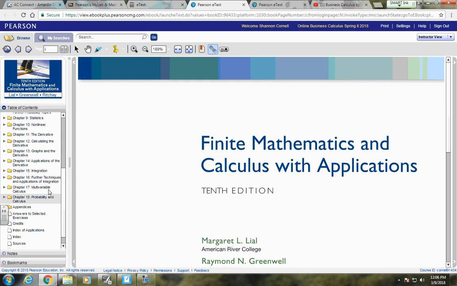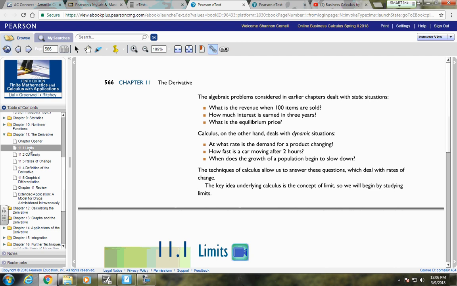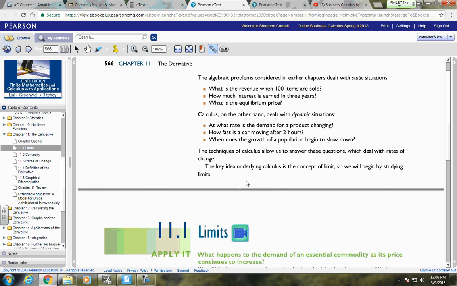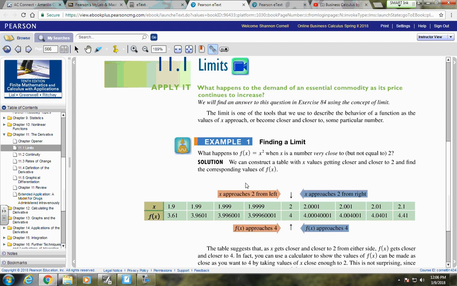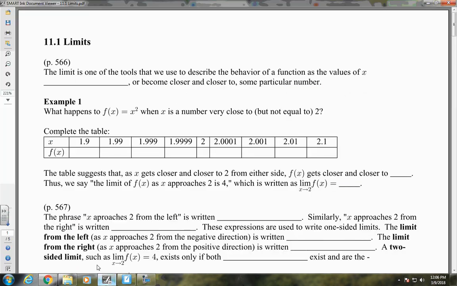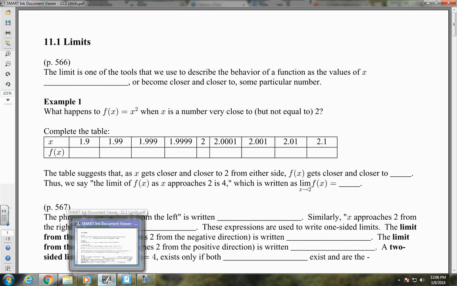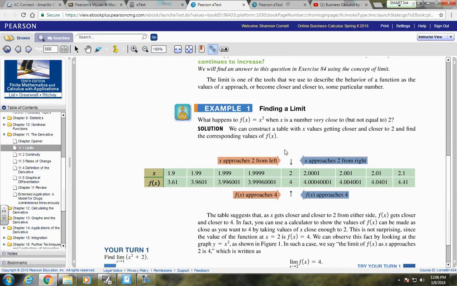From the table of contents menu on the left side, I'm going to open up chapter 11 and choose section 11.1 limits. The notes that we have correspond exactly to the textbook. So if we compare our notes for section 11.1, notice example 1 is worked out on page 566 of either the ebook or the actual book. This ebook looks exactly like the textbook.